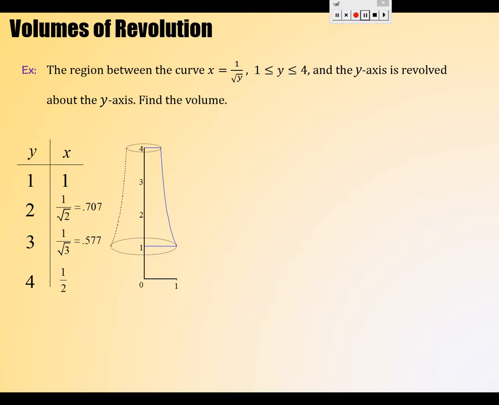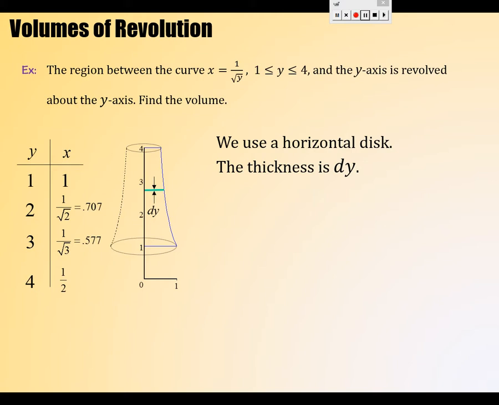And then again, like we said, these are going to be horizontal discs with thickness dy. That's nice. The function I already gave you is actually in this form, right? It's already solved for x, so there's no work to be done there. So the volume of each slab will be pi r squared. In this case, what is r? Well, just this. Again, it's going to be a favor to you, I think, that we have 1 over root y there, huh?